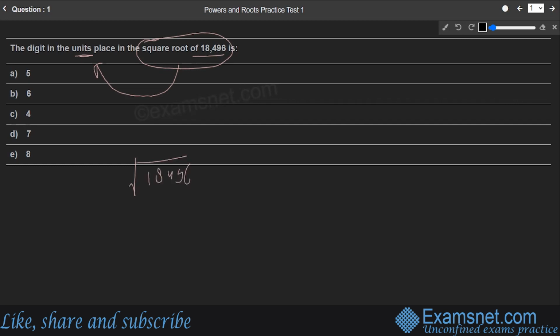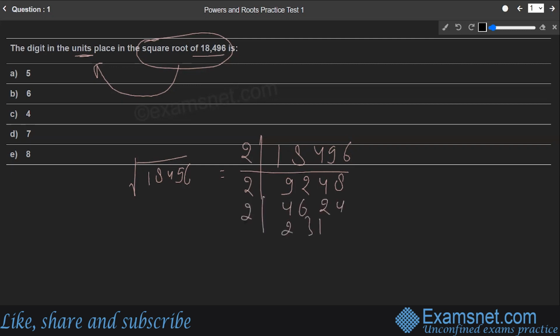18496 can be factorized. For finding the square root, we are supposed to factorize 18496. Divide by 2, it becomes 9248. Again divide by 2, it becomes 4624. We can again divide it by 2, it is going to be 2312. Again divide by 2, it becomes 1156.